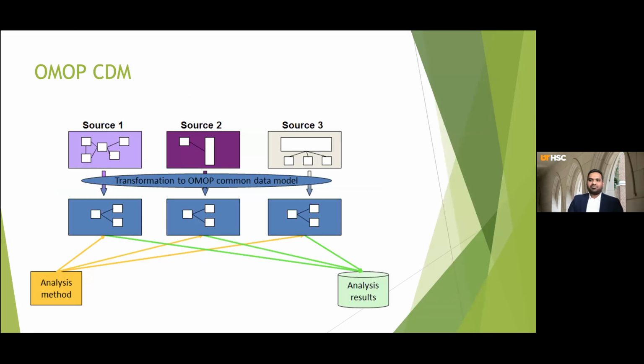Since we get data from multiple healthcare organizations, there is a need for us to combine this into one data set. And since they follow different coding systems, we have to harmonize them in the very first place. So we use a common data model called OMOP.